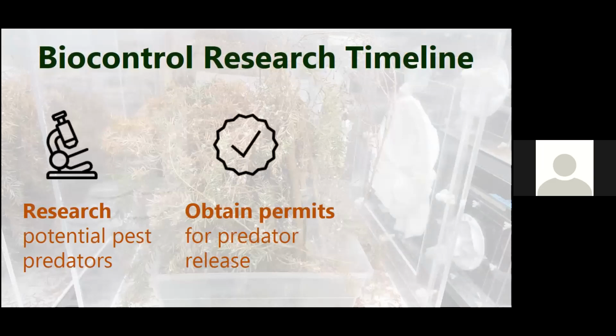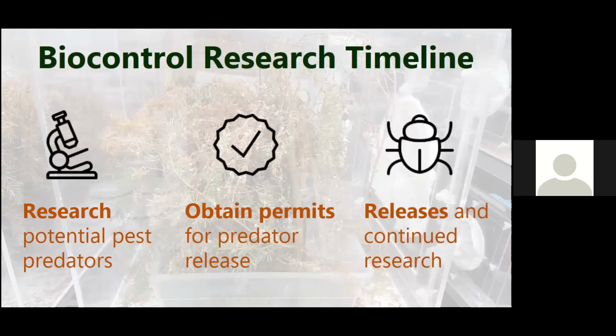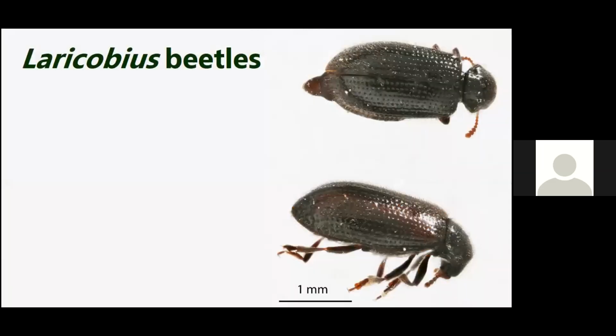The second thing you have to do is obtain permits. So once you have that research in place, you also need to get permission to release these things. So we're permitted at the national and the state level to release the predators that we do. And then you can release and continue research to improve the biocontrol techniques that you're using.